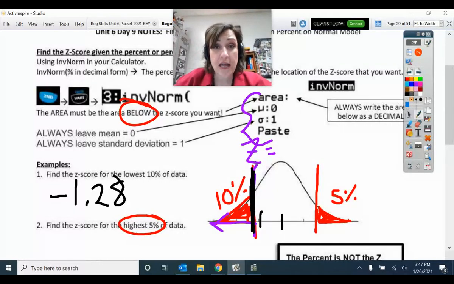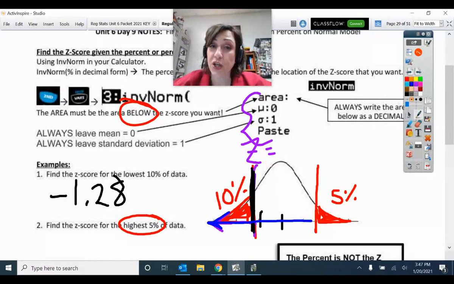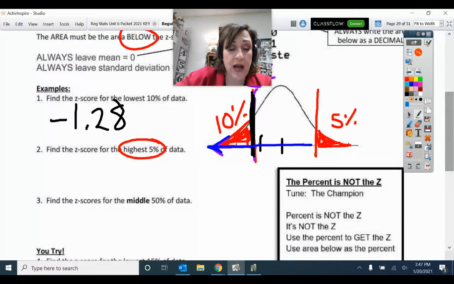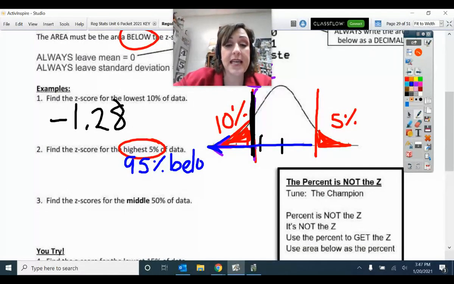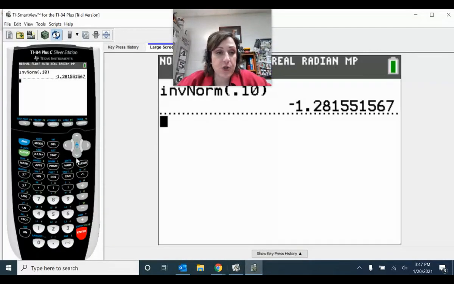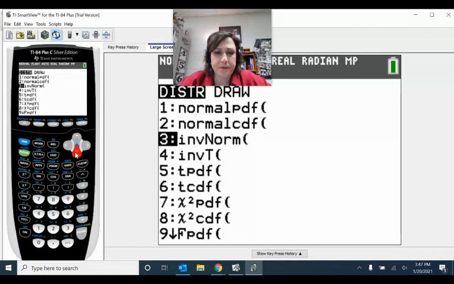So I need to change this problem around to get the area below. So if 5% is above that location, then how much is below it? And of course, that's 100% minus 5%. So that is 95% below it. So what I would do if I was you is you have your highest 5%, I would then automatically rewrite it as 95% below. Okay, then now you can go compute. So here we go. We're going to come on up here to our inverse norm. Go to your second vars, your inverse norm.